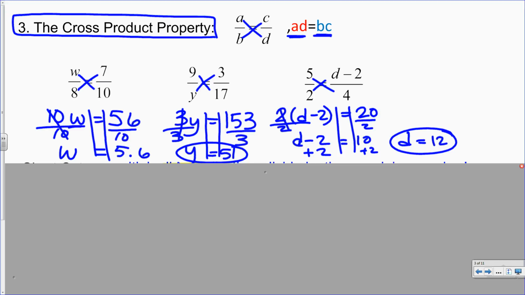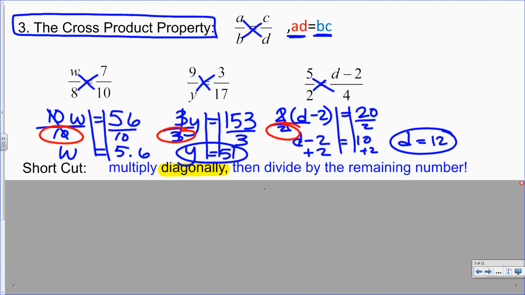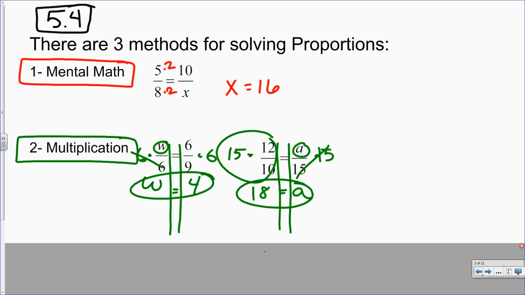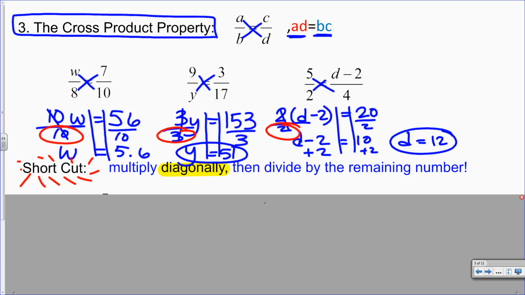If you notice on each of these, my second step was to divide by something. Okay? And I always wound up dividing by the thing that's diagonal from the variable. And that leads us to a shortcut. Your shortcut, and this is your exciting thing for today, you've learned these three methods. Sometimes it can be mental math, sometimes it can be multiplication, sometimes you want to use cross products, but always you can use the shortcut. And a shortcut means you multiply diagonally, and then you divide. Circle that word divide. And divide by the remaining number.